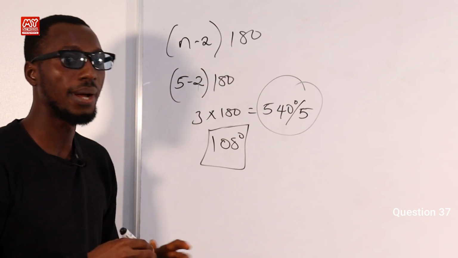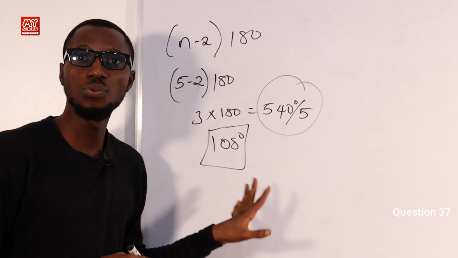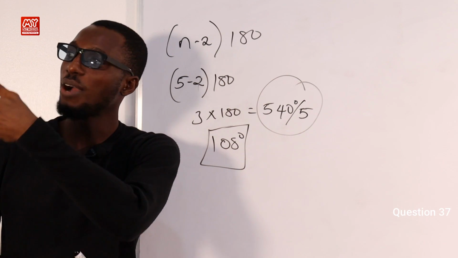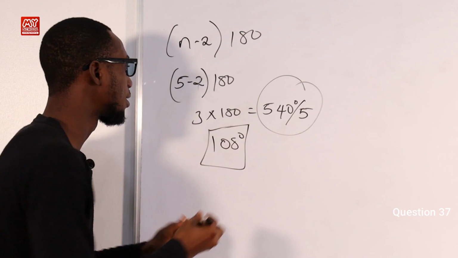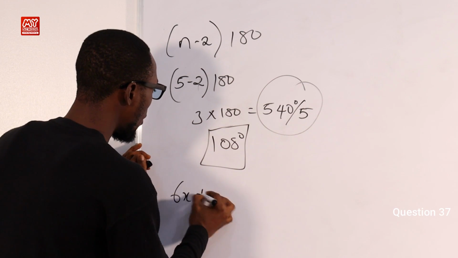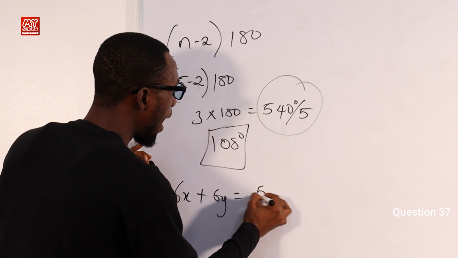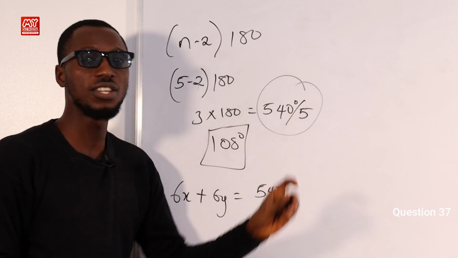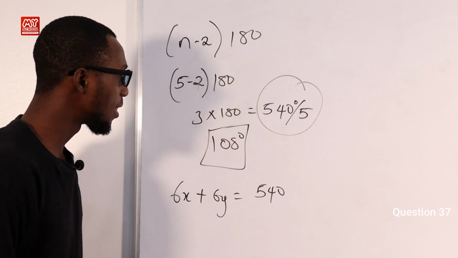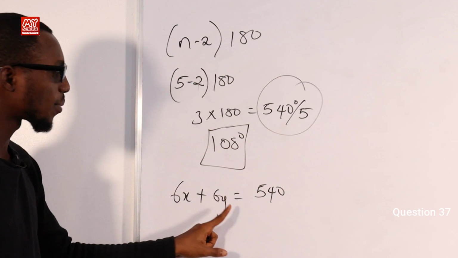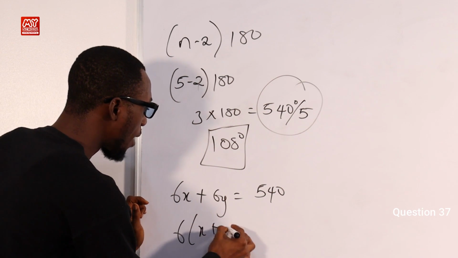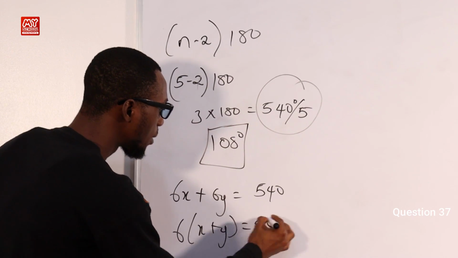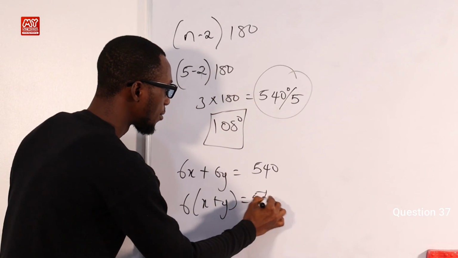Okay, so we have another thing to sort out. Given that the angles of the pentagon are 6x plus 6y, the sum of those angles is 6x plus 6y equals 540, the sum of the interior angles for a pentagon. So we have 6x, we have 6y, 6 is common, so we have 6 into brackets x plus y equals 540.